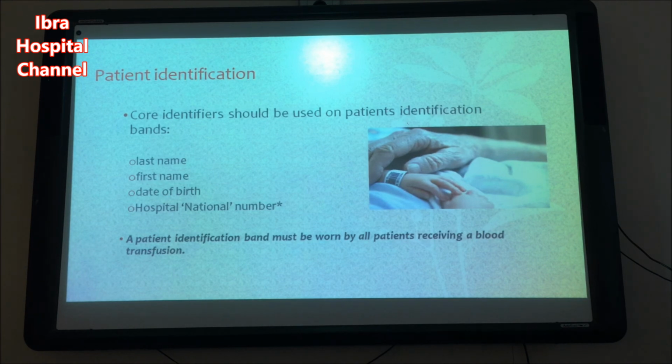You have to have properly labeled samples, proper request with clear indications and clear diagnosis. The identification should include the first and the last name. Well, in the West they go by the last name first anyway. Date of birth and the hospital or national number. Some use the MRN number as the hospital number. A patient identification band must be worn by all patients receiving a blood transfusion. You always have to check the armband and double check it with your blood unit.